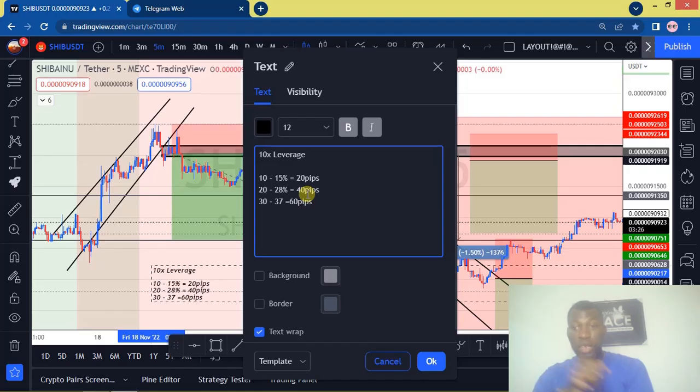When it's 50 to 62%, it means 100 pips. So if someone shows you a trade and the person did 100% on that trade, that means the person has about 135 pips. If the person does 37%, or let's say 30%, 40%, 35, 36, the person has done 60 pips on that trade.